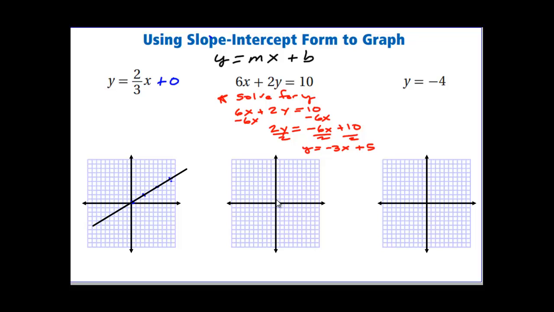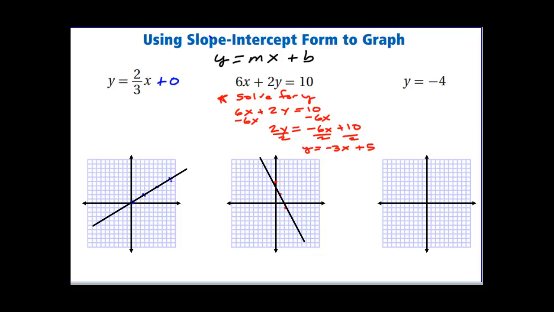So I can start at plus 5: 1, 2, 3, 4, 5. And my slope is going to be -3, so 1 over and 3 down. 1 over, 3 down. And now I can go ahead and connect those points and see the graph of the line.